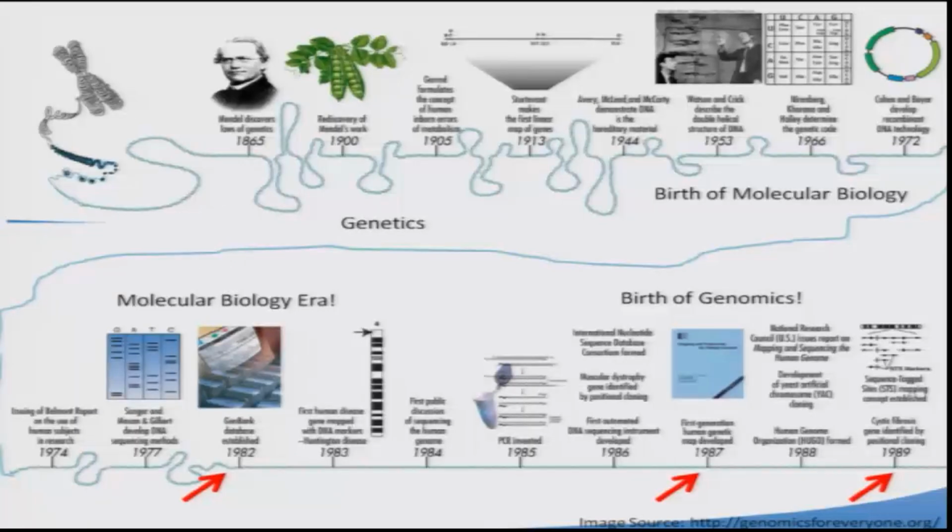Then the American government came up with the concept that we should sequence the human genome using the technologies that were available, and this was still a proposal, but that was in 1984. Then in 1985 the PCR came, because that made things much easier. Now you do not need to wait for a large amount of DNA, you can have a small amount and make millions of copies.